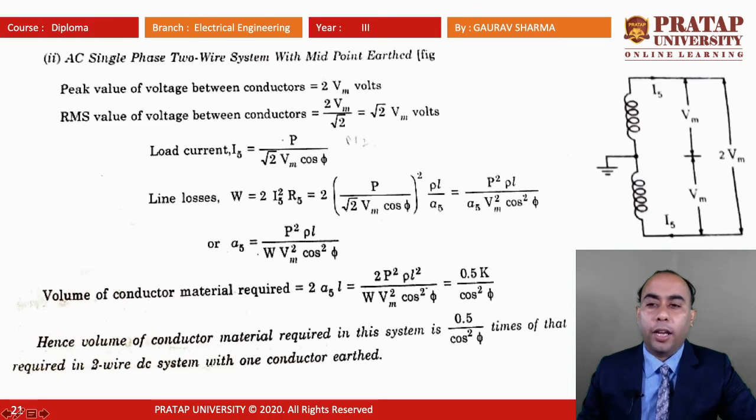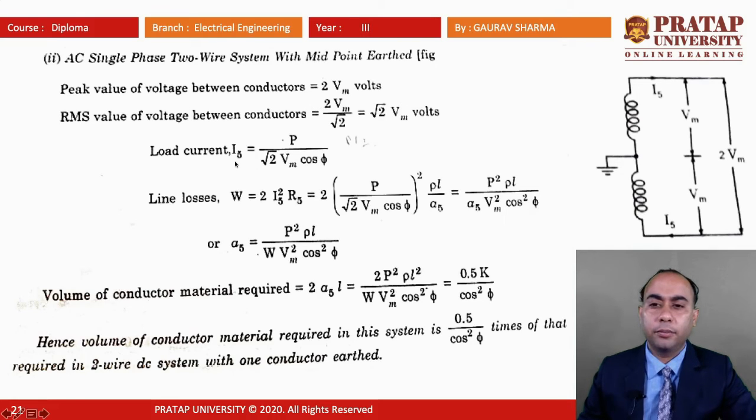Now again for the AC single phase two-wire system with midpoint earth. So the midpoint of this system is earthed. We have the Vm voltage from this point to outer conductor, and from center point midpoint earth to outer conductor is Vm. So total between conductors is 2 Vm. So the RMS voltage between conductors is 2 Vm by root 2, which is equal to root 2 Vm. Peak value of the voltage between conductors is equal to 2 Vm.